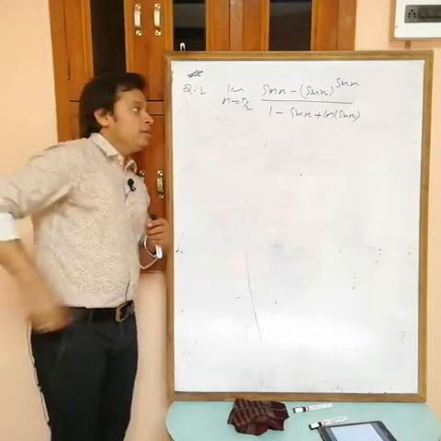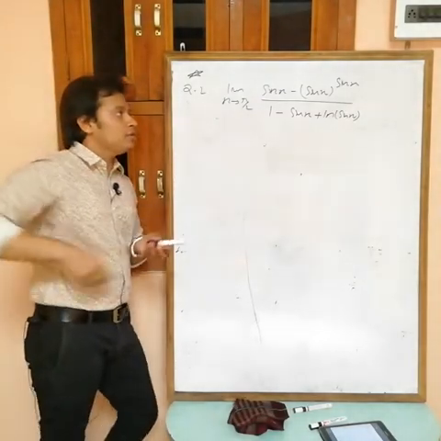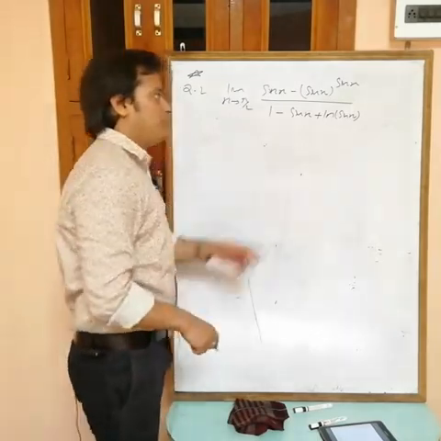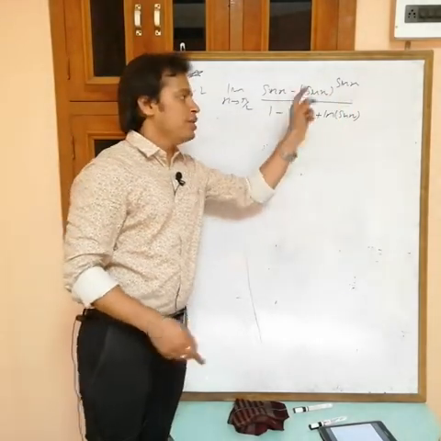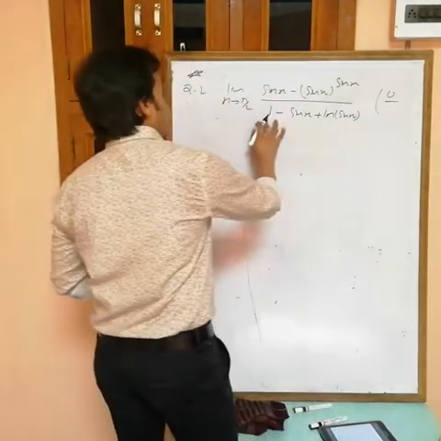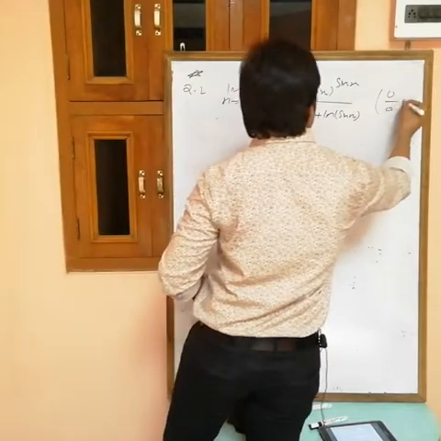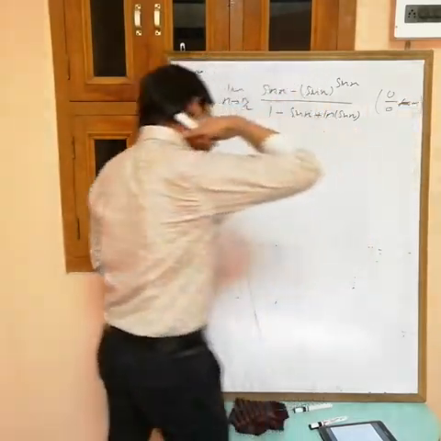So see, if you put x equals pi by 2, what are we getting? sin pi by 2 is 1. 1 power 1 is 1, 1 minus 1 is 0. In the numerator, I am getting 0. In the denominator, 1 minus 1 log 1 is equal to 0. So 1 minus 1, 0. 0 by 0 form. So you can use L'Hopital.